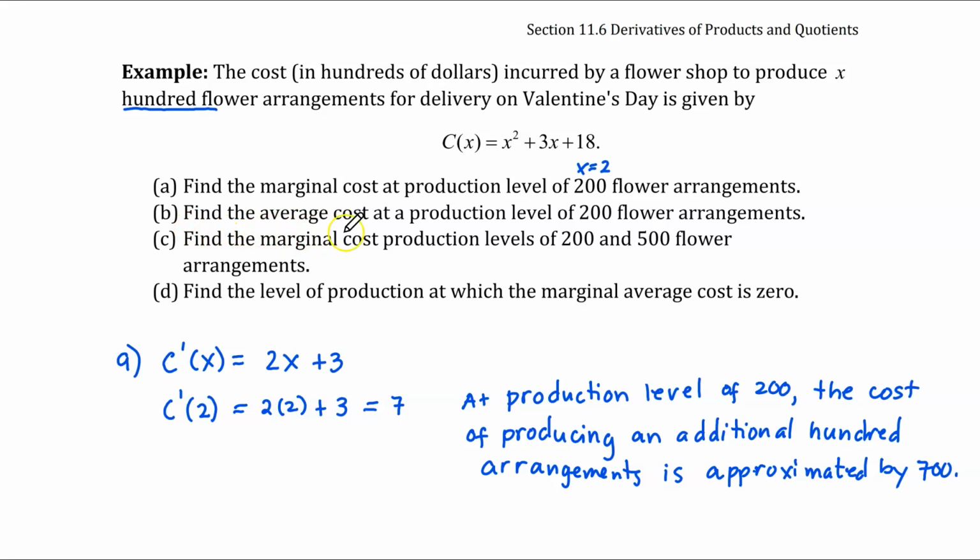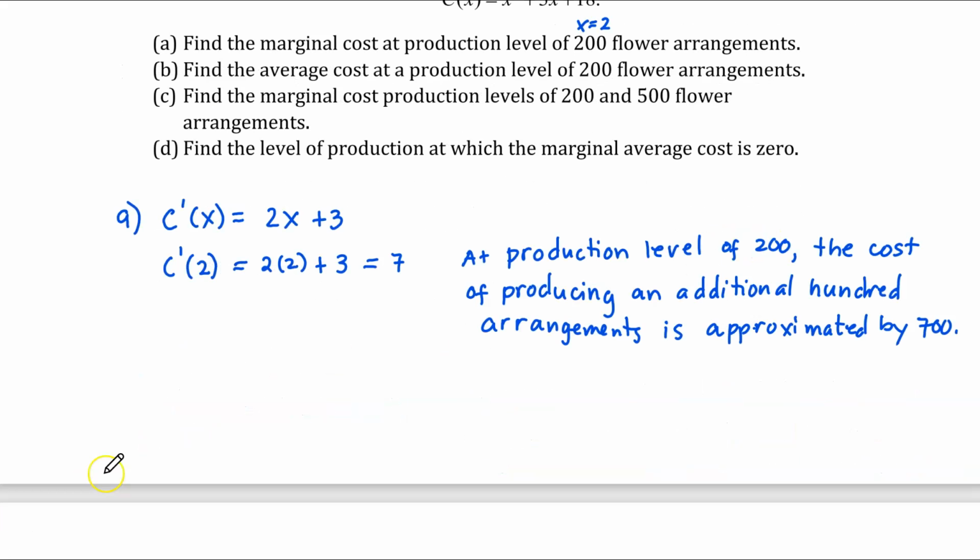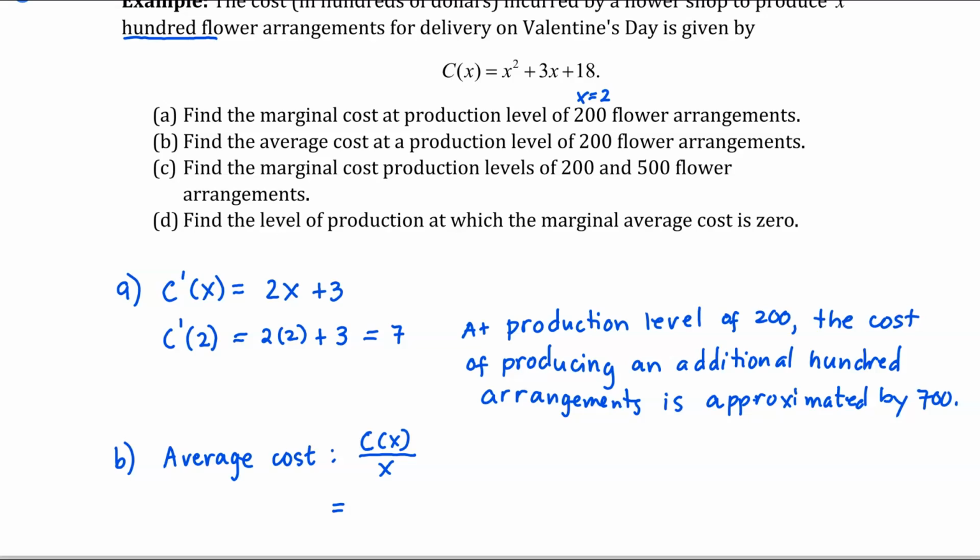Letter B. Find the average cost at a production level of 200 flower arrangements. So to find the average cost, you just divide the cost function by x. Therefore, the average cost is just equal to x squared plus 3x plus 18 divided by x. And we denote this by C bar. C bar of x is the average cost.